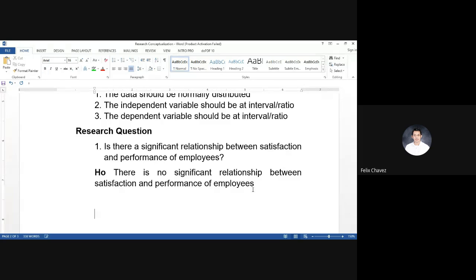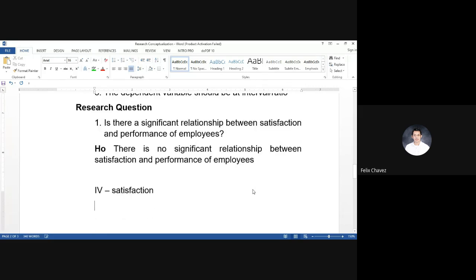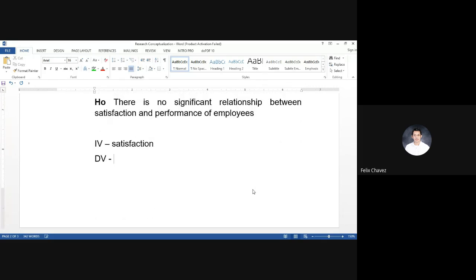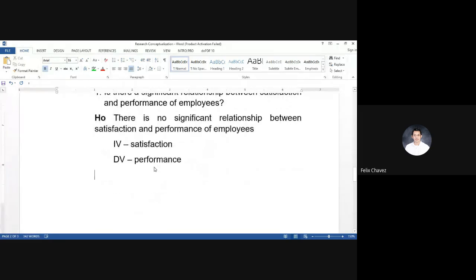And our independent variable is satisfaction. And we wanted to correlate satisfaction to our dependent variable, which is the performance. Each of these is measured using the mean scores, the overall mean. And this particular overall mean is a continuous variable, a scale. So that is why it follows the assumptions of Pearson R correlation.